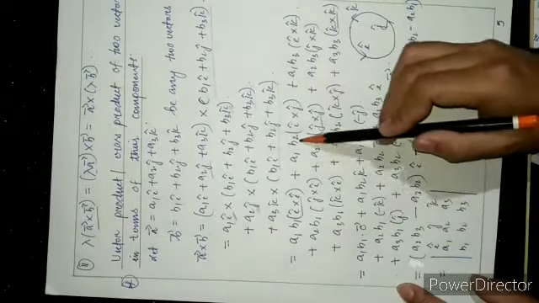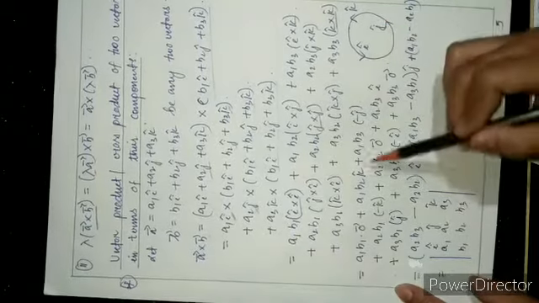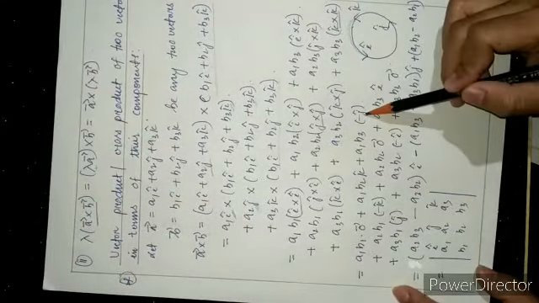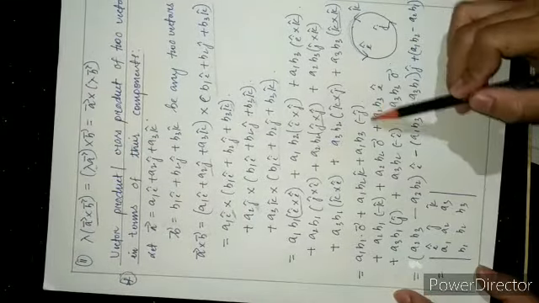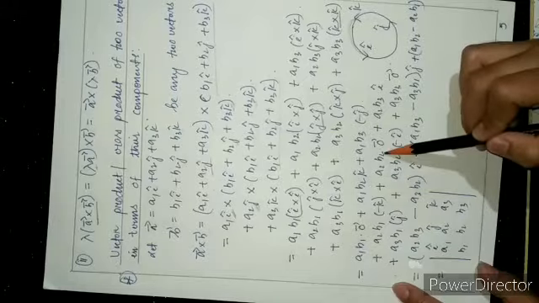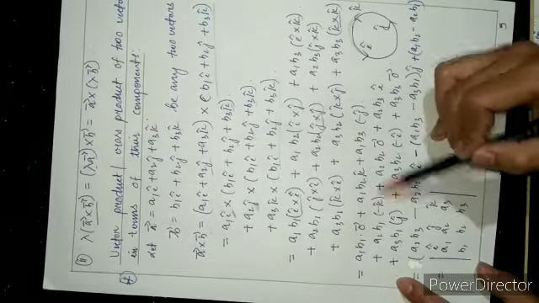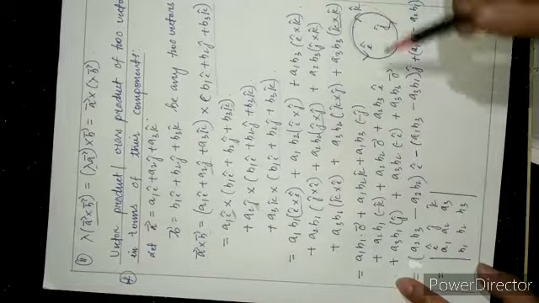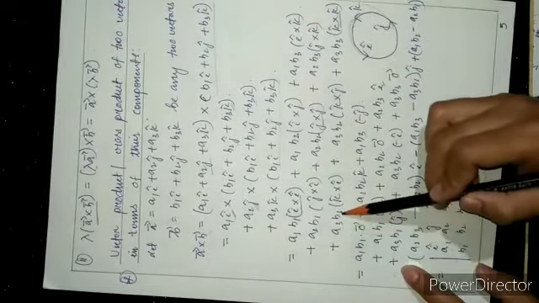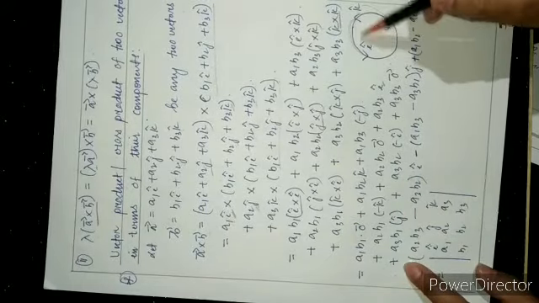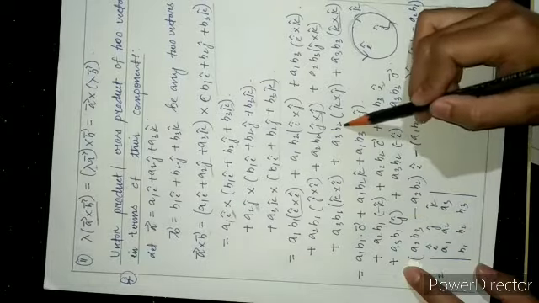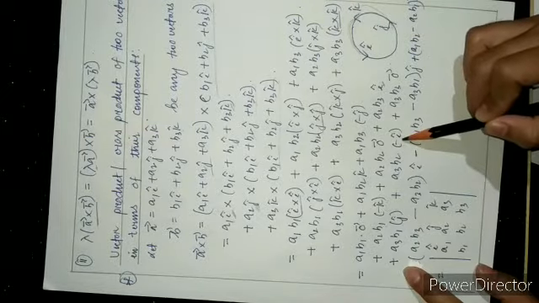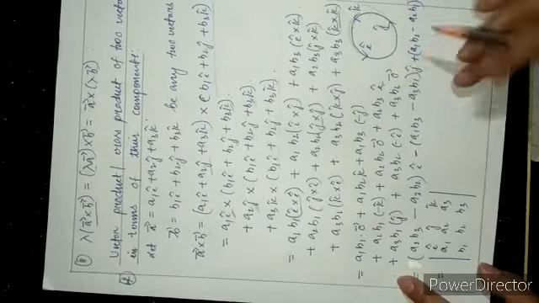A1 B1 zero vector, A1 B2 I cross J will be equal to K, A1 B3 I cross K, and clockwise it will be equal to minus J, plus A2 B1 minus K, plus A2 B2 J cross J is zero, A2 B3 J cross K is I, A3 B1 K cross I is J, A3 B2 K cross J is minus I clockwise, minus sign, then A3 B3 K cross K will be equal to the zero vector.